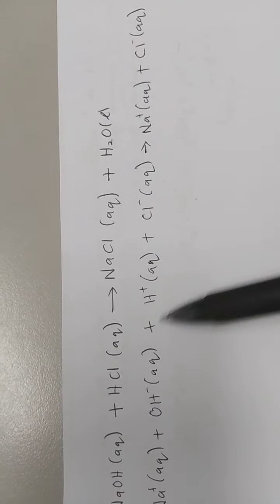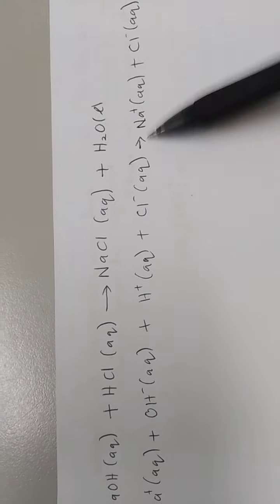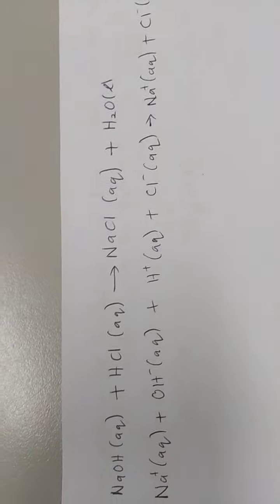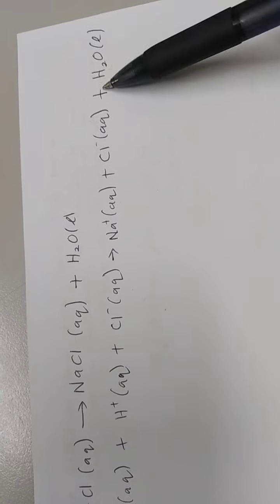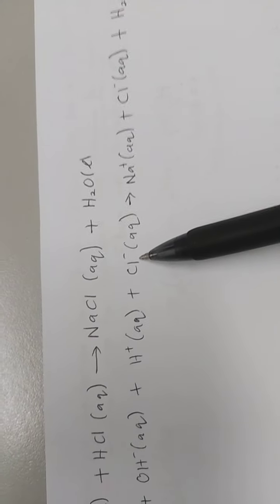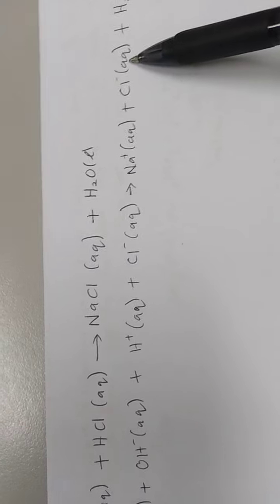Next, the hydrogen ion. You also don't have any hydrogen ion, probably because it had already combined with hydroxide to form the water molecule here. And the chloride ion, which you see here as well.